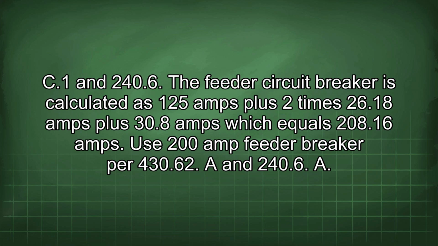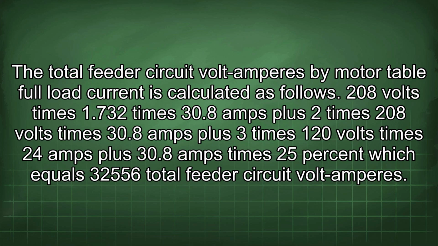240.6. The total feeder circuit volt amperes by motor table full load current is calculated as follows. 208 volts times 1.732 times 30.8 amps plus 2 times 208 volts times 30.8 amps plus 3 times 120 volts times 24 amps plus 30.8 amps times 25%, which equals 32,556 total feeder circuit volt amperes.